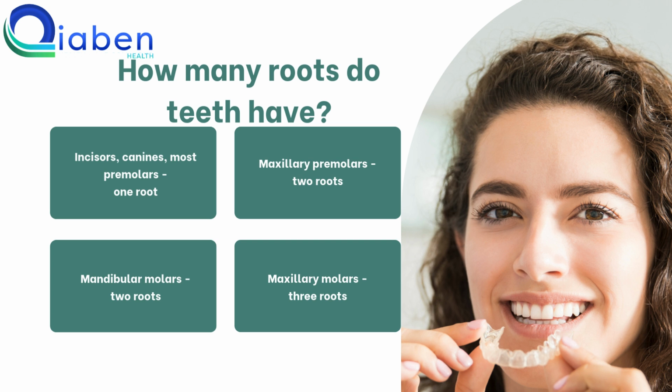Let's talk roots, something crucial for endodontics and extractions. Here's a simple breakdown: incisors, canines, and most premolars, usually one root. Maxillary premolars, commonly two roots. Mandibular molars, typically two roots. Maxillary molars, usually three roots. Why is this important? Because root numbers determine extraction difficulty, canal treatments, and even bone support.